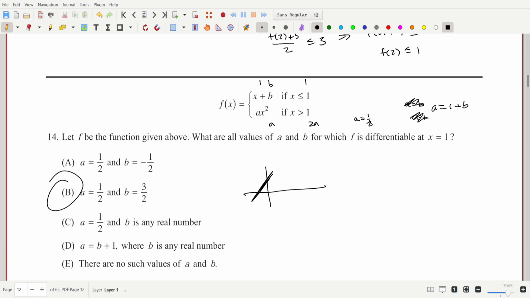Let me do this right. A is 1 plus b. God, no, I'm just not thinking at all. I was going to check. A is 1 plus b. A is a half, so a half is 1 plus b. Silly me. B is negative a half.